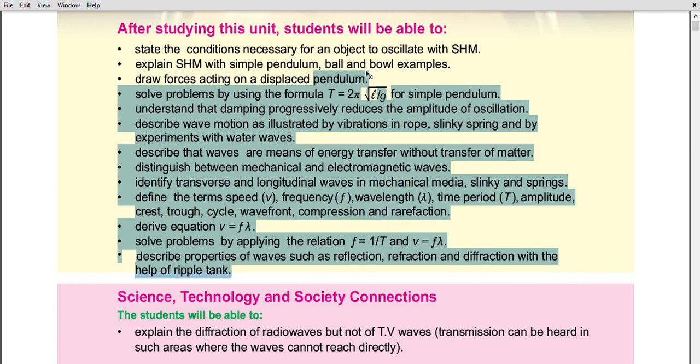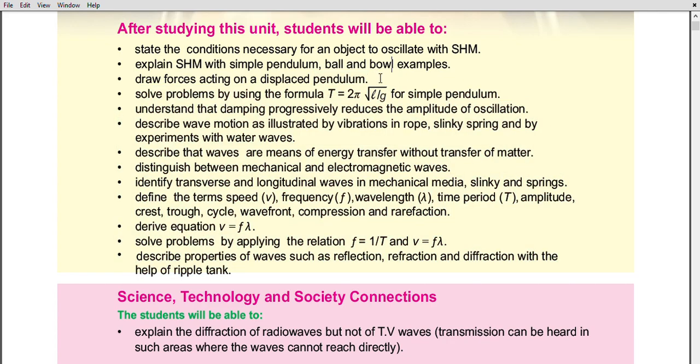And then you will be able to draw the force acting on a displaced pendulum. And then you will be able to solve numerical problems by using the formula of time period. This is the time period formula: T is equal to 2 pi square root of L over g, for a simple pendulum. And then you will be able to understand that damping progressively reduces the amplitude of oscillations.